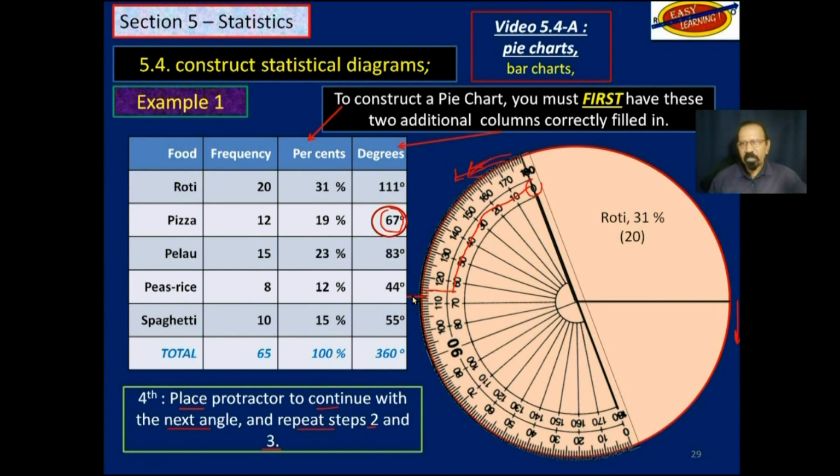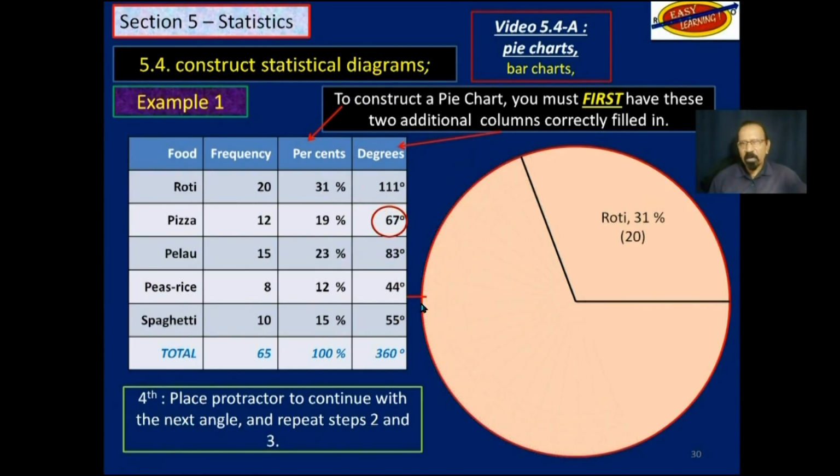That is 67 degrees. Of course, we will then remove the protractor, draw the angle from the center to that mark over here, remove the mark, and write in the details, which is pizza 19%. You can include 12 here in brackets if you like, but it's not necessary. So that's the second part of the pie chart.